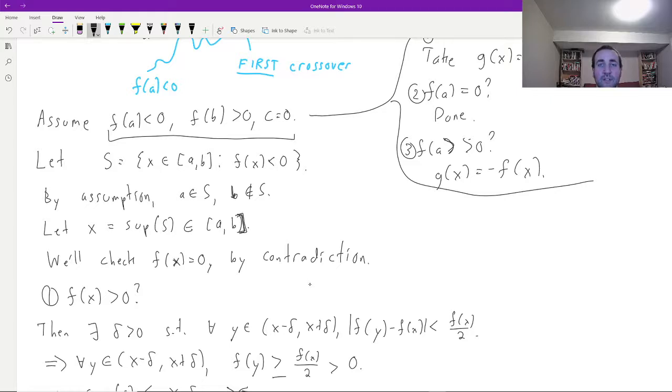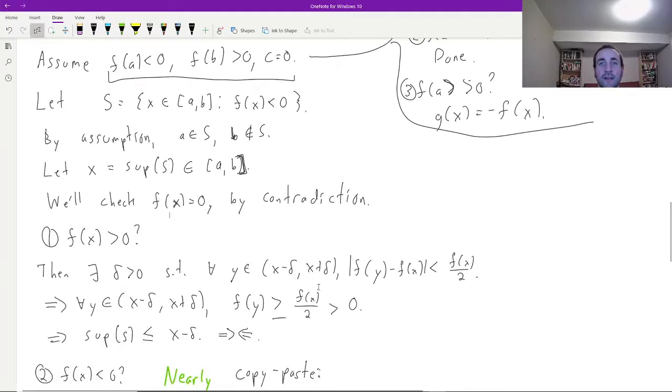that by contradiction. So the first thing that we're going to consider is the possibility that f of x is strictly positive. So that is, we sort of jump immediately from being strictly less than 0 to being strictly greater than 0. So what happens if that's true, if f of x is strictly positive?